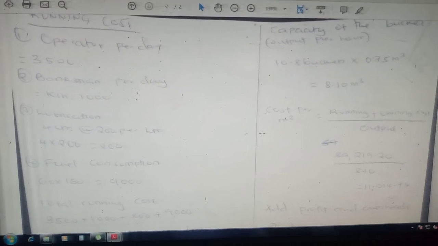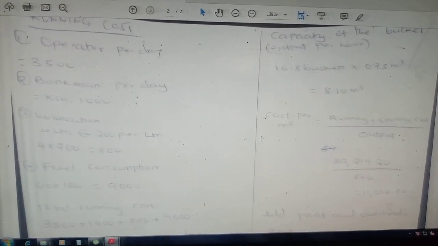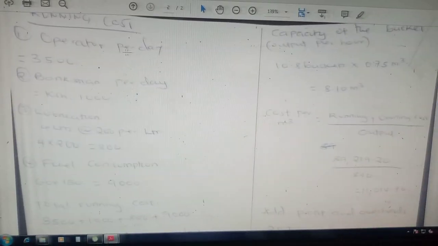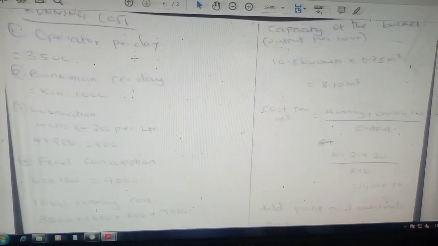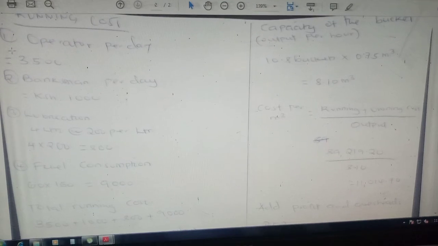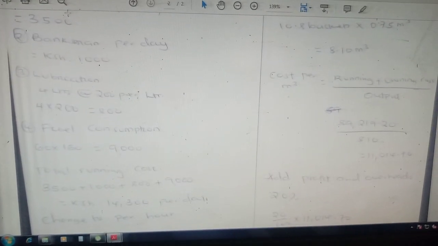The first thing in the running or the operating cost, as I had said, is the cost incurred by the person who has hired the plant, the person who has hired the machine. So the first cost that person will incur is the operator, the cost of the operator, which is 3,500 per day. So there is no calculation, you just write 3,500 there.